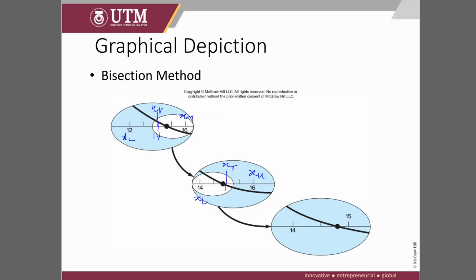XR. So 14, 15. So we know that there's a root in the lower interval. So we take this interval and we do more calculations. So this is now our XL, and previously 15 was our XR. Now 15 becomes our XU, and this is our XR. So we keep repeating. So the question is, how many times do we need to repeat?